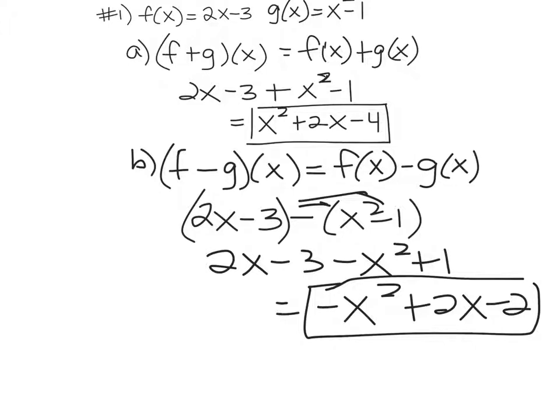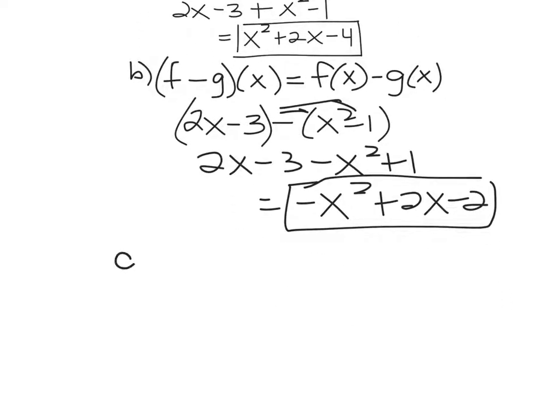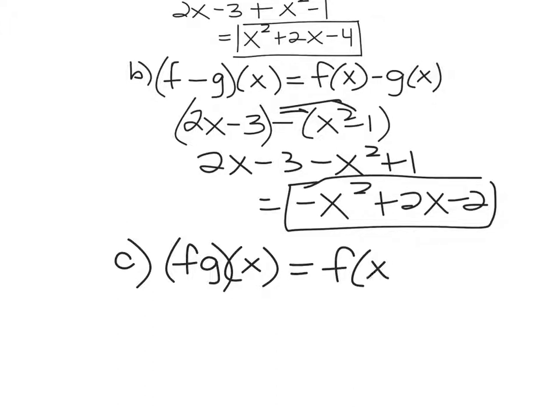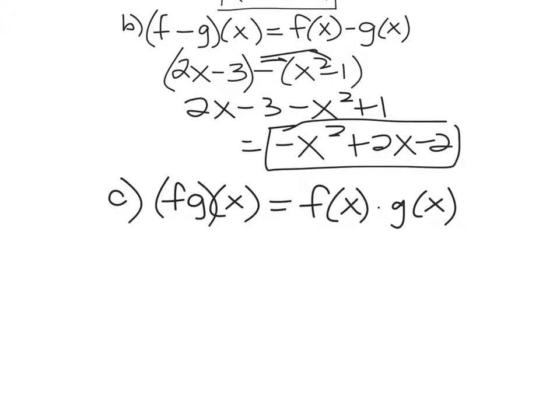Okay, so these are all going to be worth 1 point, super quick problems. Letter C, f times g of x. They might even put f times g in parentheses. This is just to take function f and multiply it times function g. Okay, so the last ones were addition and subtraction, but this one's multiplication, so we're going to need a FOIL. So we've got 2x minus 3, x squared minus 1.